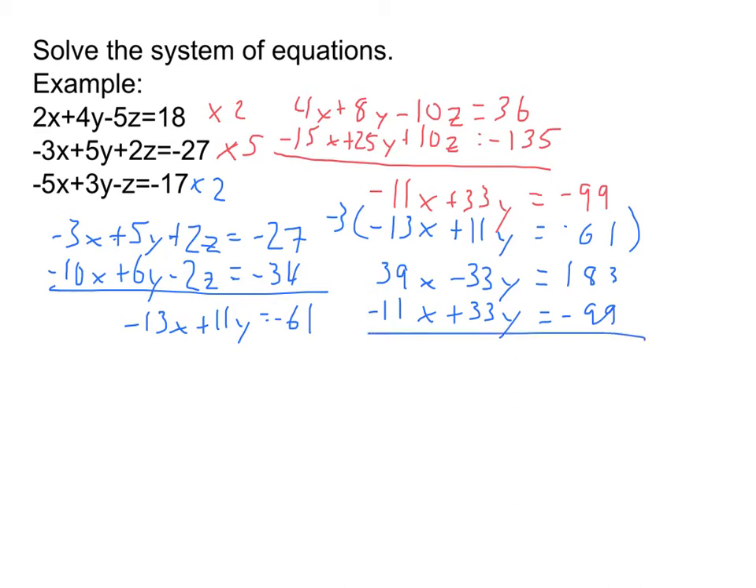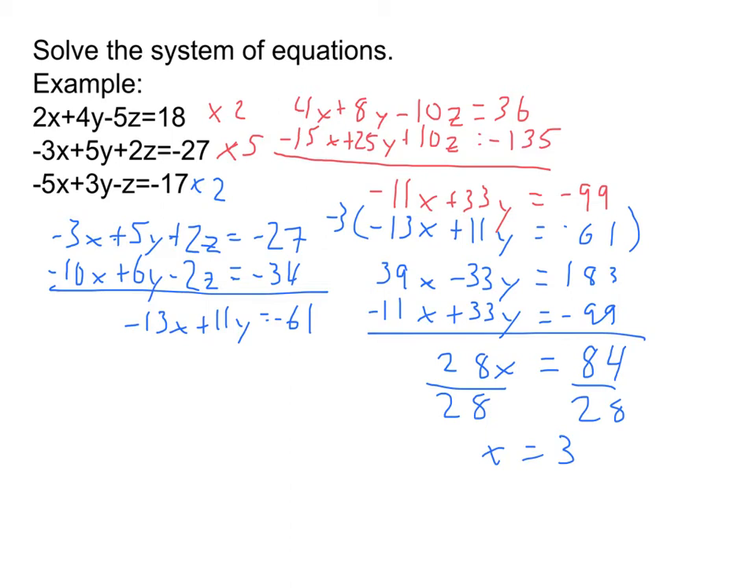Okay, when I add those, I get 28x equals 84, divide by 28. Divide by 28, x equals 3. Okay, plug that in. I'm just going to plug it into the negative 11x plus 33y equals negative 99.